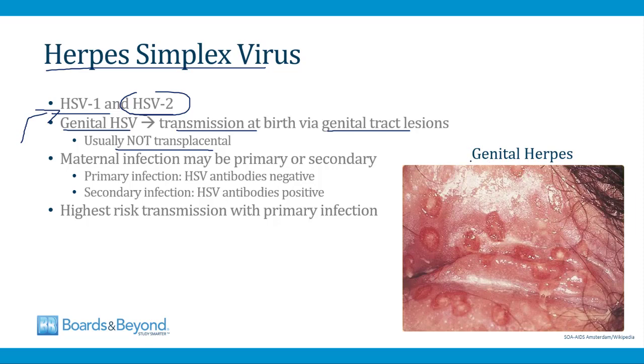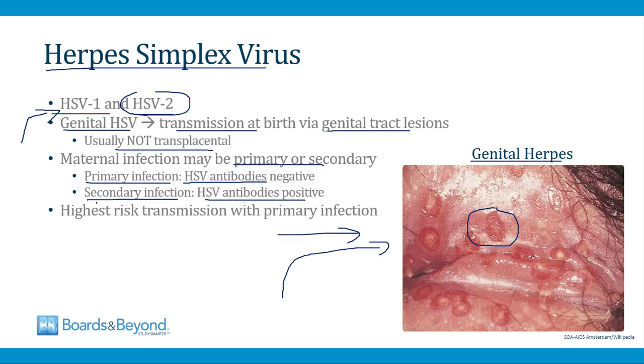Genital herpes infection looks like what's shown on the slide here. It causes vesicular lesions of the genital tract. And when the mother develops genital herpes like what's shown in the picture here, it can be either a primary or a secondary infection. A primary infection occurs when the mother is initially exposed. In this setting, the mother will have genital tract lesions, but HSV antibodies will be negative because she hasn't developed them yet. After a primary infection resolves, the mother can later have reactivation disease called a secondary infection, and in this setting the mother will have genital tract lesions, but the HSV antibodies will be positive because it's a secondary infection and she's already developed antibodies.